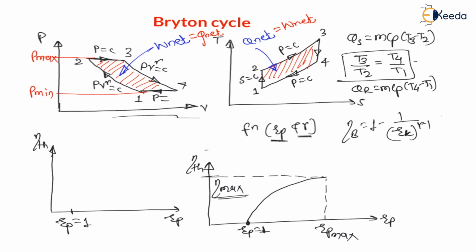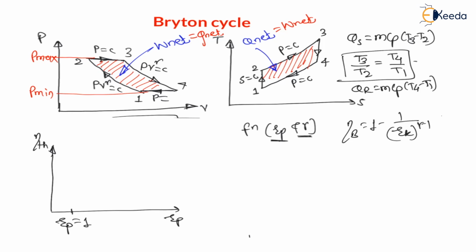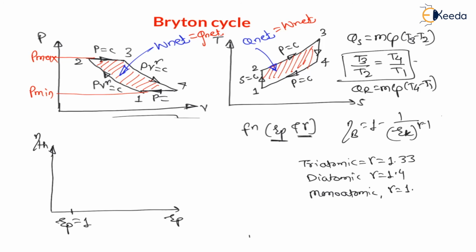Therefore let us say for triatomic gases, we know that gamma is 1.33, right? Here we have three types of gases. One is triatomic. For triatomic gases this gamma is equal to 1.33. For diatomic gases, this gamma is equal to 1.4. And for monoatomic gases this gamma is equal to 1.67. These are the different values that already you have learned in basic thermodynamics subject.